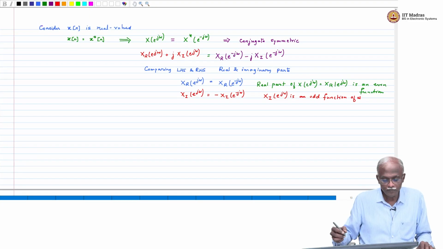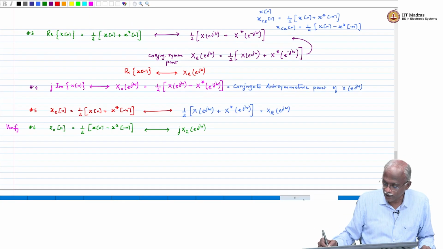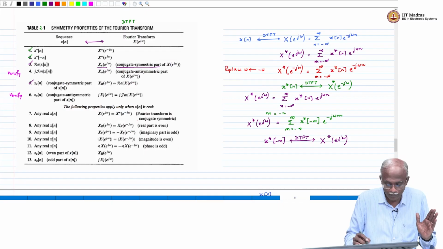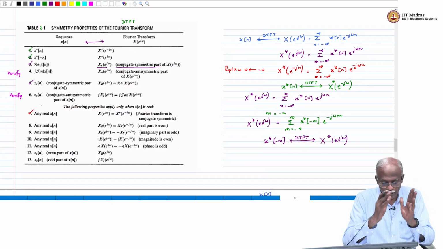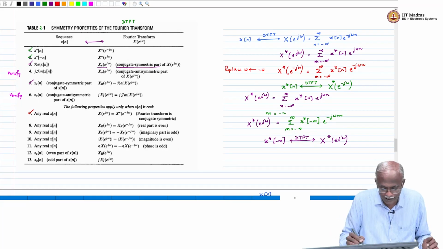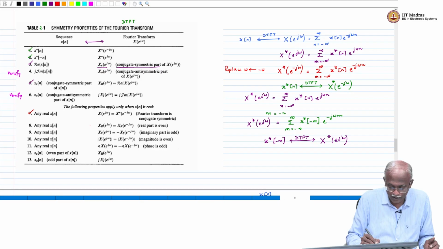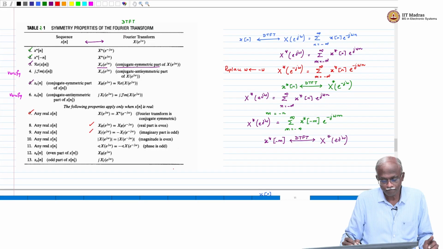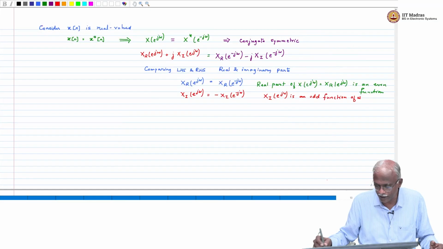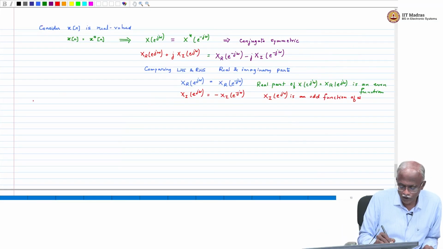So we have proved two results. The first one we already proved: since x of n is equal to x conjugate of n, the Fourier transform is conjugate symmetric. From that we showed that the real part is an even function and the imaginary part is an odd function. The next two are sort of direct from that particular result. So let us quickly write it down. This is property number 10, magnitude X e of j omega.